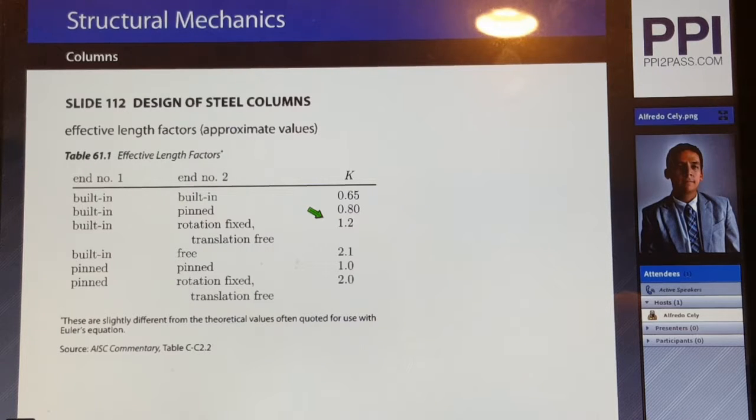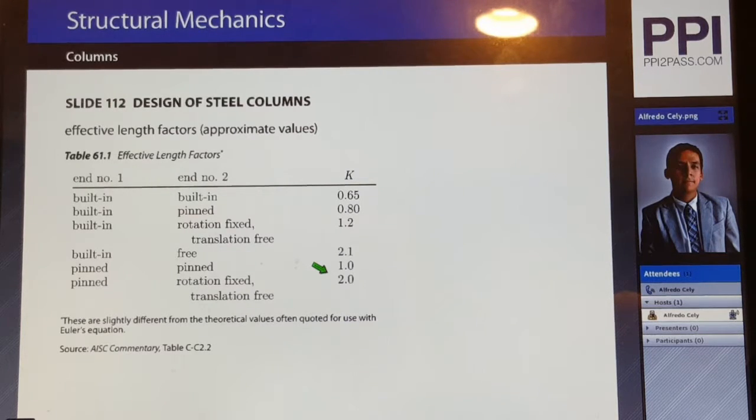Our highest K factor will be when we have one end of the column built-in and the other end is completely free. It can move for rotation and it can move for translation. So that will give us a 2.1 effective length factor. Now when we have a column that's pinned on both ends, that effective length factor is going to be 1. If it's pinned on one end and it's fixed for rotation and translation free on the other end, that will give us our second largest K value, which will be 2.0.